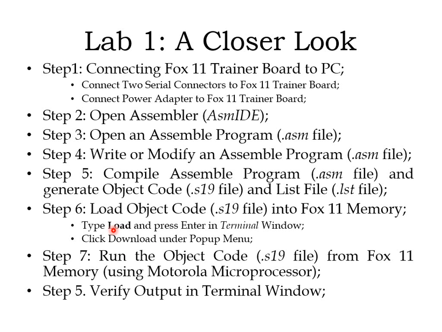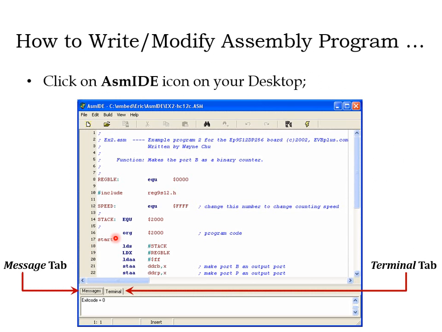So this is what we do. Do you see the word LOAD here? I made it bold. You go to the terminal window, you type LOAD, and press enter. Then you go to the menu. Look at this, there is a menu, right? You go to the menu, you click build, a pop-up menu shows, and you will see an option called download. Click the download. Automatically it gets uploaded.